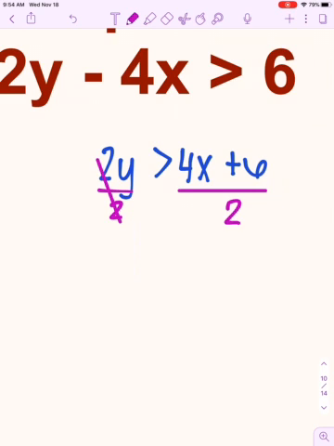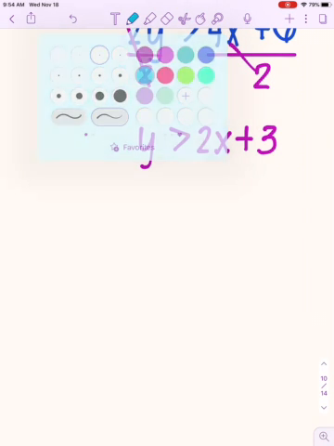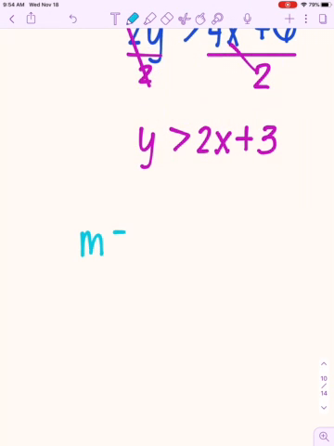Now we're dividing for inequality, so we stop. What kind of a number are we dividing by? We're dividing by a positive 2, so this is still going to stay the same, but you have to be aware because none of those rules have changed. So 4x divided by 2 is 2x, plus 6 divided by 2, which is 3. Now that the y is by itself, I can identify everything I need.